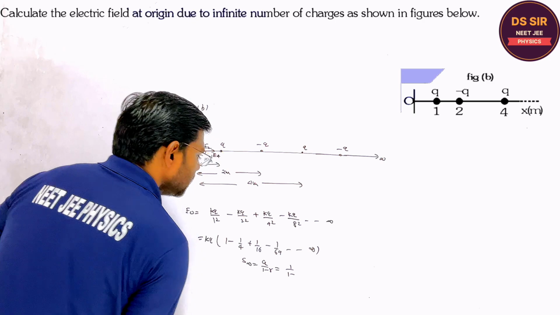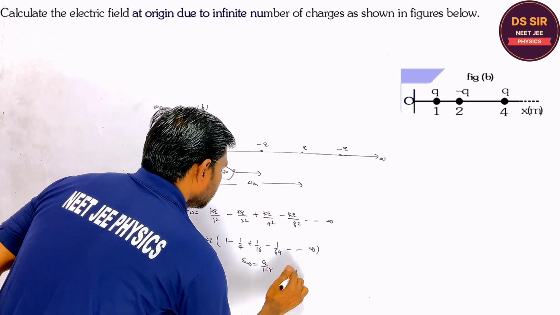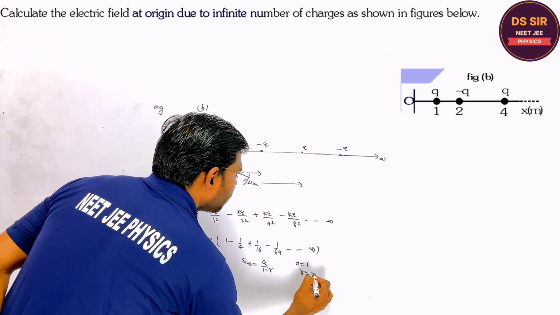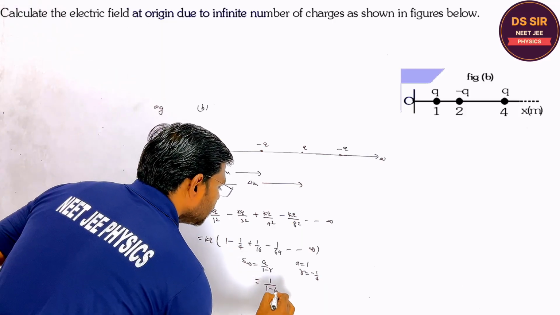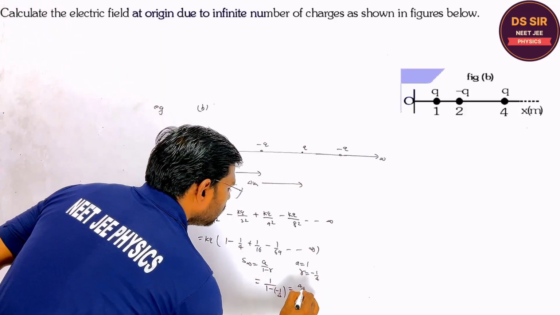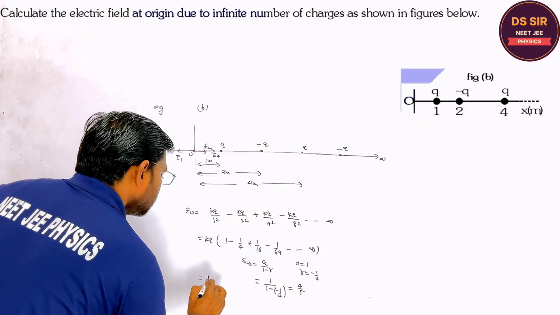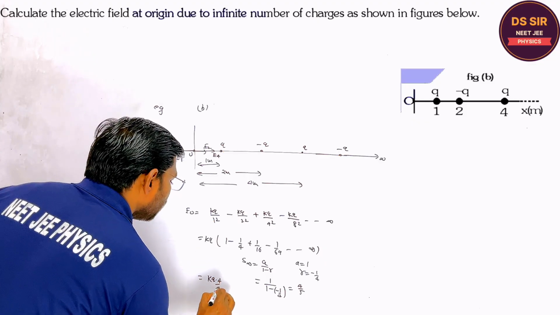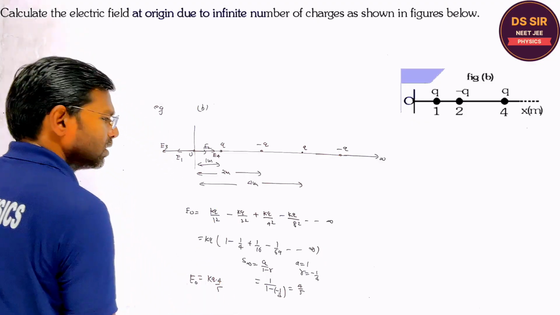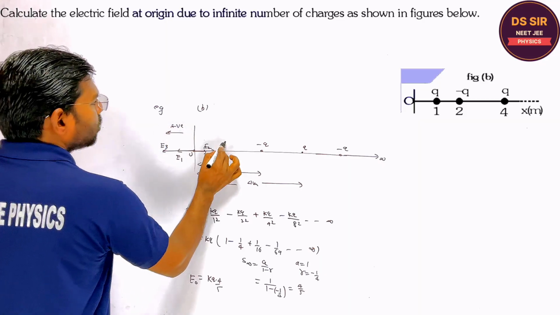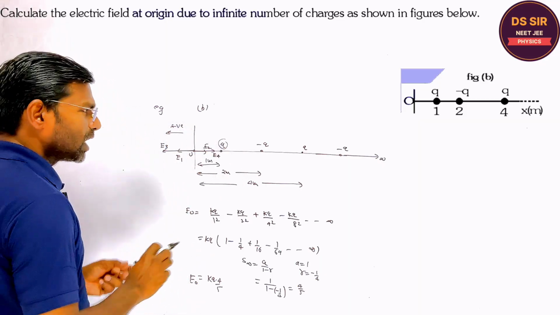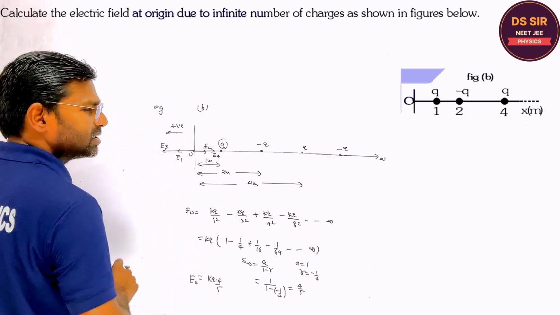A upon 1 minus r. What is the a value? The a value is 1, and the r value is minus 1 by 4. So it is equal to 1 upon 1 plus 1 by 4, which is equal to 4 upon 5. So this is kq times 4 upon 5. This is the E naught. So the net, I am taking this direction as positive because the electric field because of this q charge will be maximum since the distance is minimum.